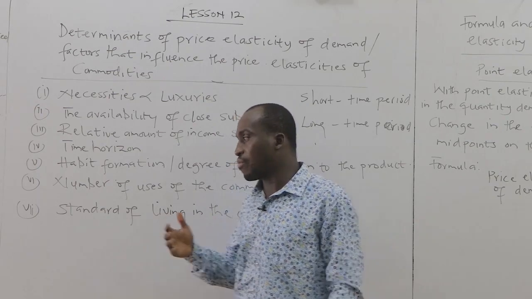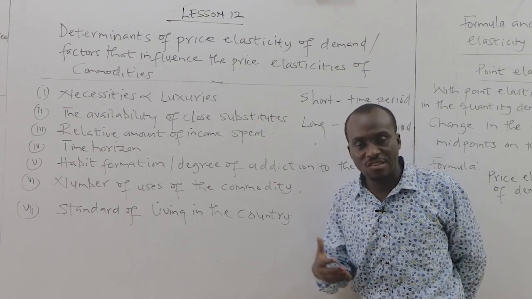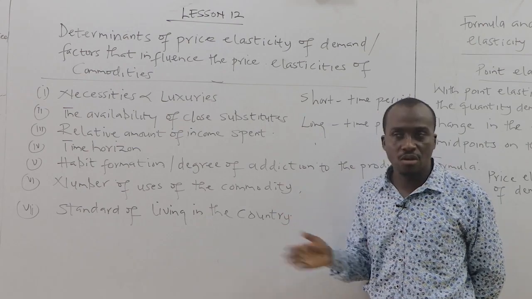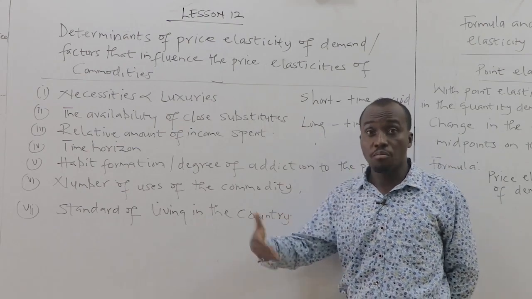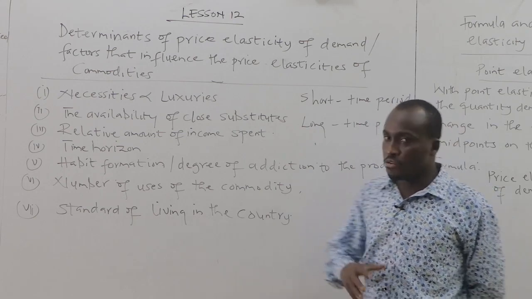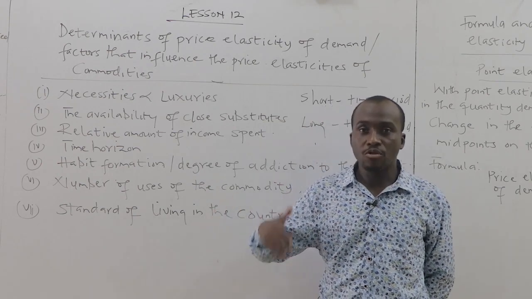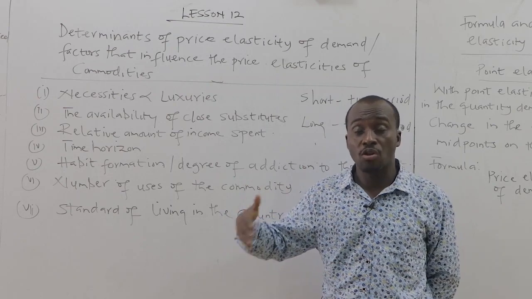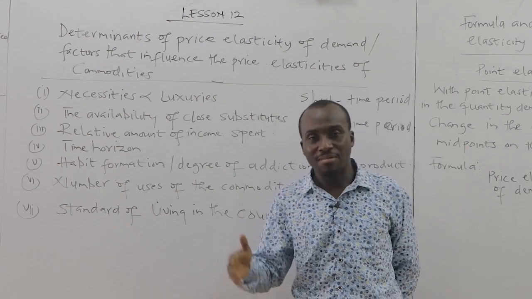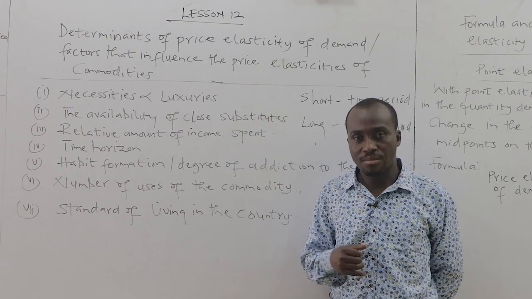So if the commodity doesn't have multiple uses, then in most cases, consumers' demand for that product tends to be elastic. Anytime there is an increase in price, they will shift. A lot of people will stop buying because the commodity doesn't have multiple uses. So commodities that have a lot of uses, that can be used for a lot of items, tend to have inelastic demand. But a commodity that has limited uses in its consumption tends to have elastic demand.